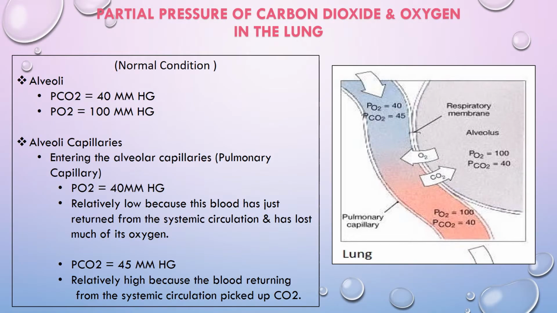Let's go into a deeper explanation of the partial pressure of carbon dioxide and oxygen in the lung. As you can see here, the partial pressure of oxygen is 100 mm of mercury in the alveolus, and the partial pressure of oxygen in the blood capillary is only 40 mm of mercury. The diffusion will occur from the high concentration of oxygen in the alveolus to the low concentration of oxygen in the blood capillary, while the partial pressure of carbon dioxide in the blood capillary is 45 mm of mercury, and the partial pressure of carbon dioxide in the alveolus is only 40 mm of mercury. The same concept applies: the diffusion flows from the high concentration of carbon dioxide in the blood capillary to the low concentration of carbon dioxide in the alveolus.